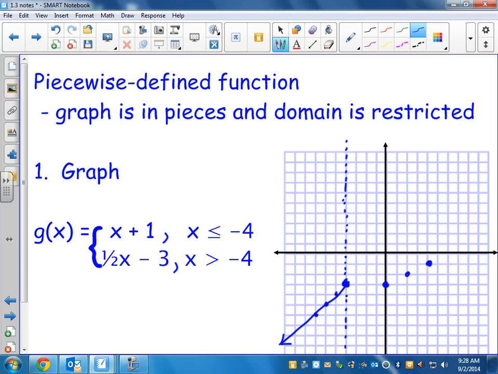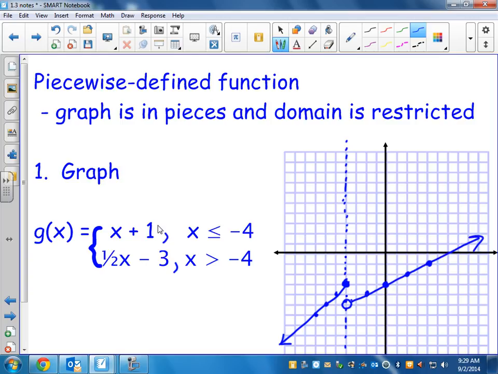But don't just make it like this, right? It has to go greater than -4. So you have to go all the way to -4. So I'm going to go down 1 and back 2. And I'm going to make an open circle on that one because it's not included.